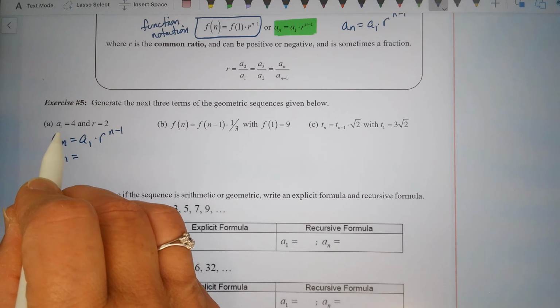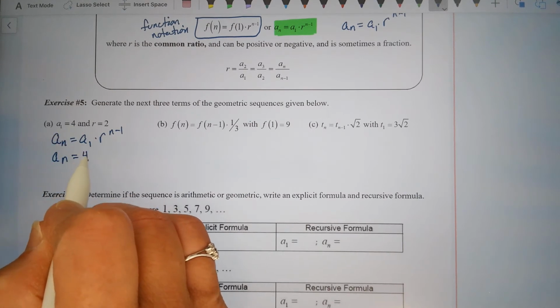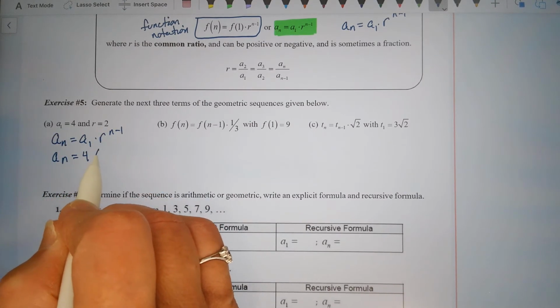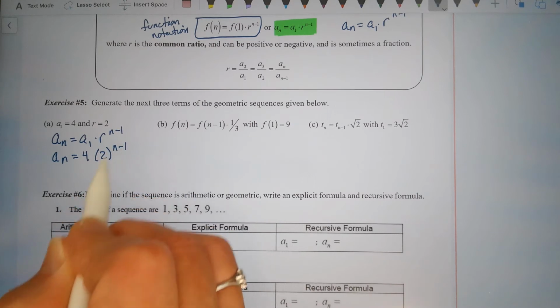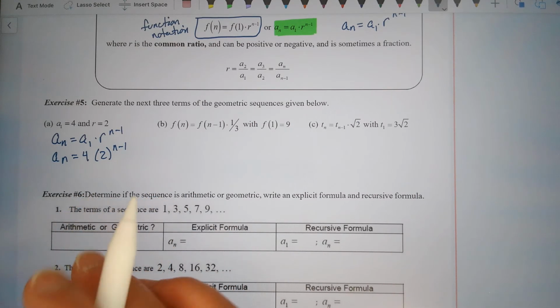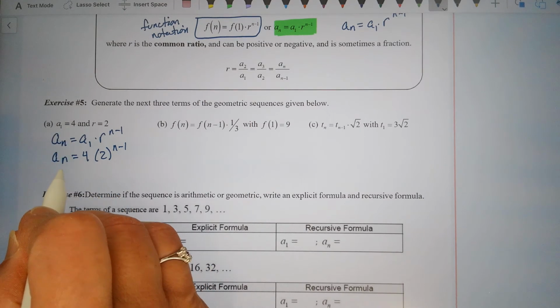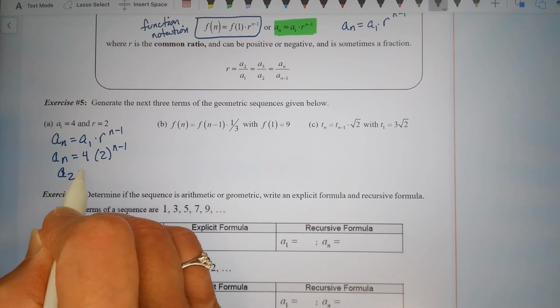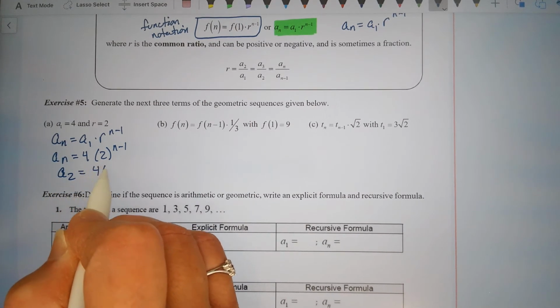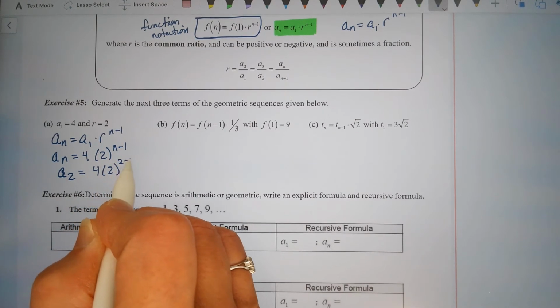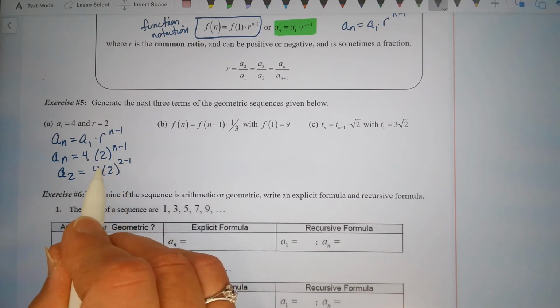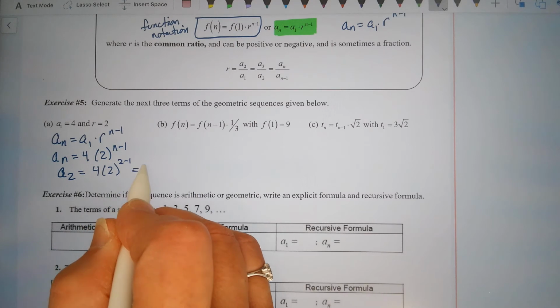Let's replace a sub 1 with its value 4 and r with its value 2. I'm sorry, there's not much room here. Okay, so the first term we know is already 4. So the second term is going to be 4 times 2 raised to the 2 minus 1. That's 2 times 4, which is 8.